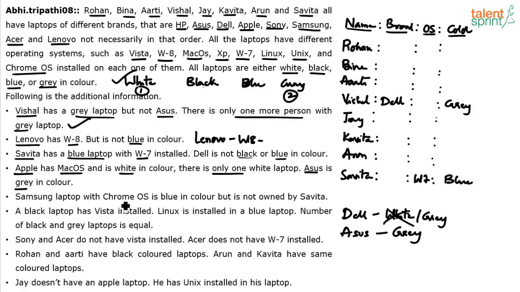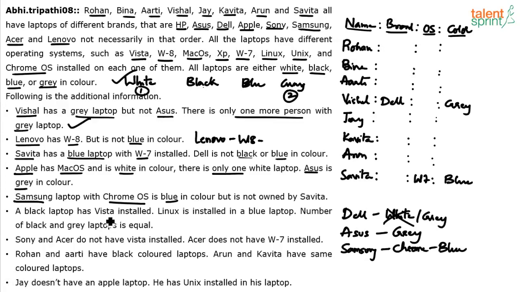Next, read the next point. Samsung has Chrome OS, is blue in color, but it is not owned by Savita. Obviously, it's not owned by Savita because Savita's OS is W7. So I can make a note of it. Samsung has Chrome and it is blue in color. Yes or no? Samsung, Chrome OS, blue in color. Where will it come? We don't know. We'll have to figure that out.